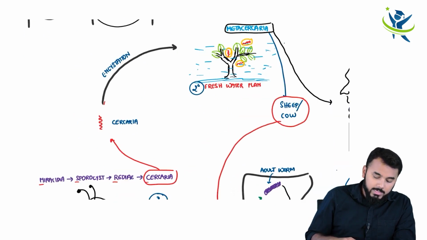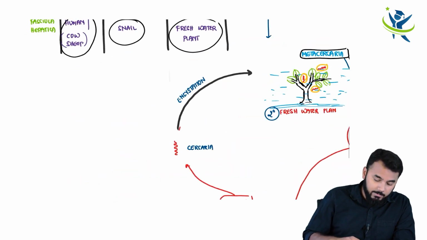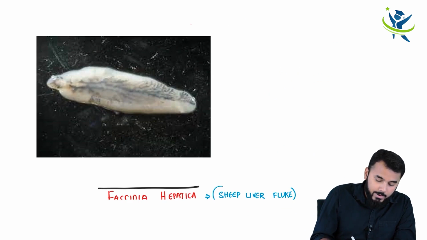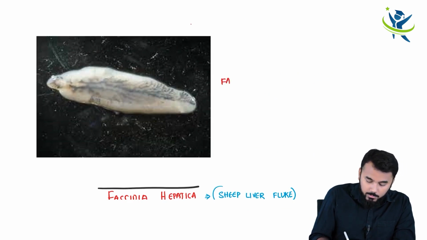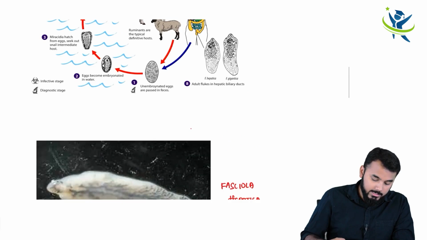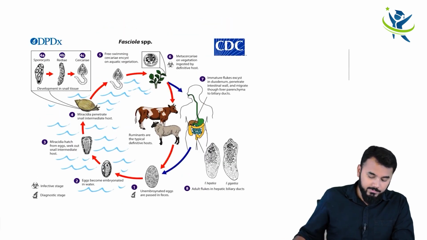Now let us look at the life cycle that is given by CDC. And by the way, this is your Fasciola hepatica. Okay, let us look at the CDC life cycle. So this would be the CDC life cycle.